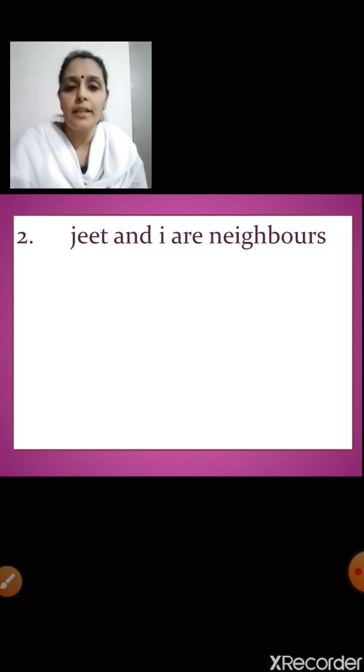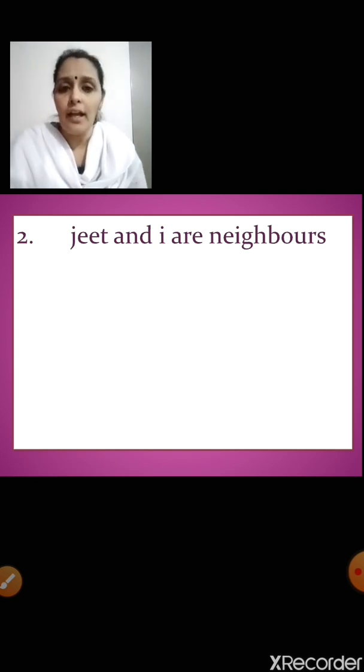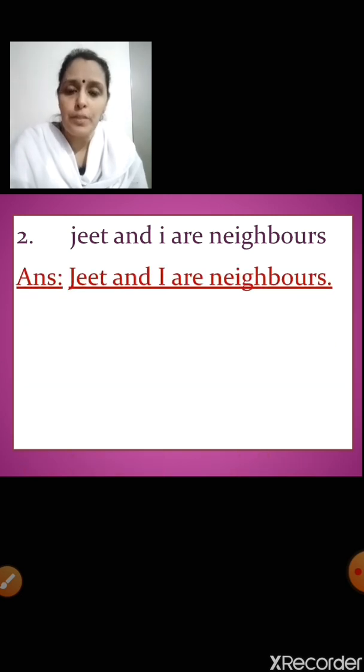Jeet and I are neighbours. Now children, look at the sentence carefully and tell me which are the letters that are going to be in capital or where I should be putting a full stop. Yes, Jeet is the name of a person. So Jeet is a special name and also it's the beginning of a sentence. So J has to be in capital and I will always be in capital, and at neighbours, the sentence ends here, so we have to put a full stop at the end of the sentence, right?